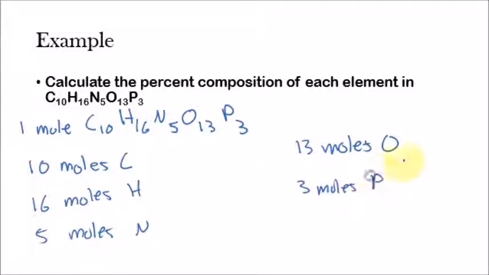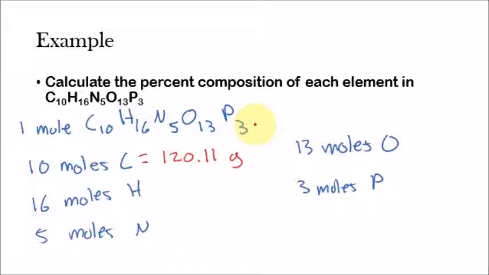Okay, so from here let's find out what the mass of each of these is. So 10 moles of carbon. If you look at the periodic table, the average atomic mass of carbon is 12.011. So 1 mole of carbon is going to have a mass of 12.011 grams, and then multiply that by 10 in order to find out what the mass of 10 moles of carbon is. And if you do that, you will get 120.11 grams. Okay.